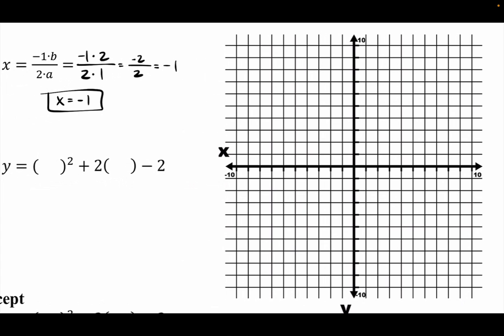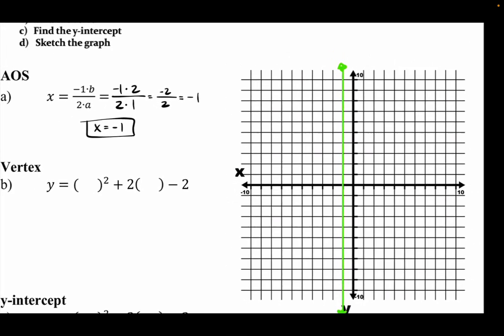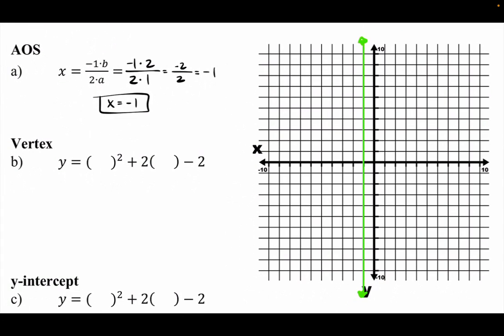So x is -1. To the right are the positives. To the left are the negatives. Okay, so I'm going to draw a straight line right here. X equals -1. Okay, that's the first thing. So I got number 1 and number 2 done.